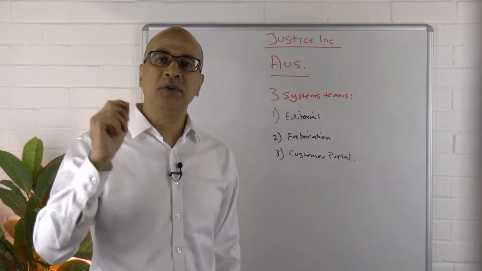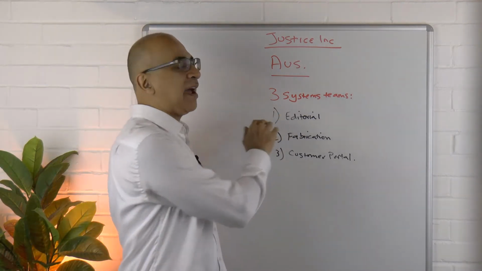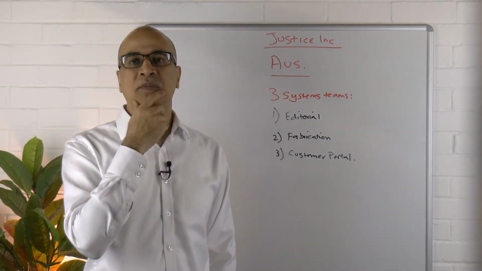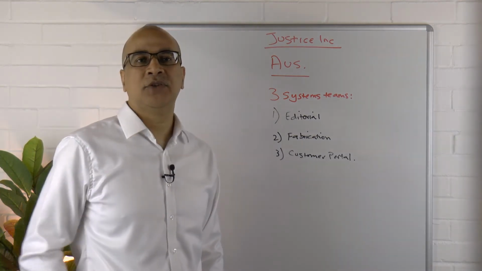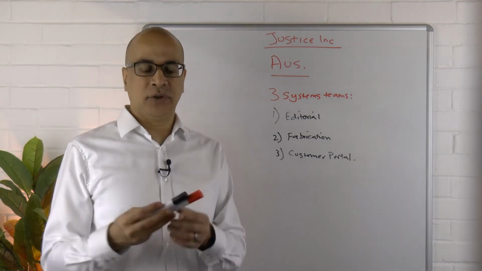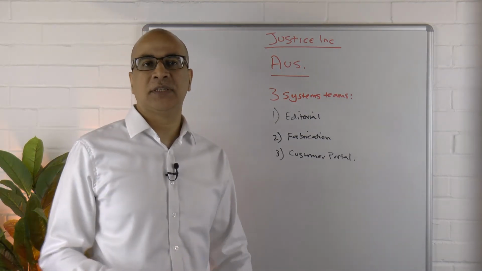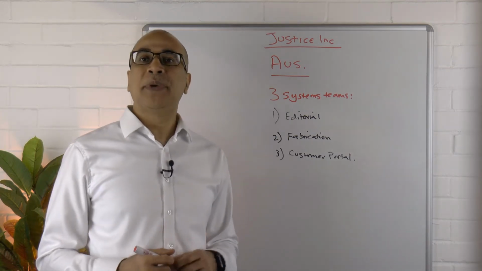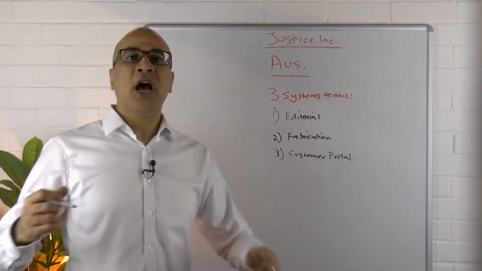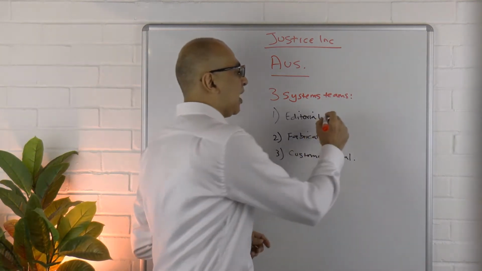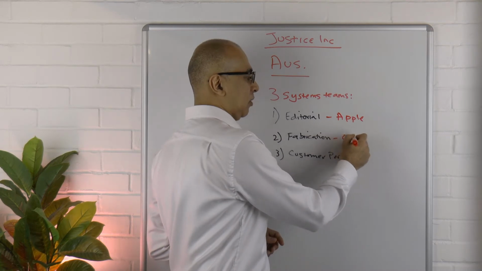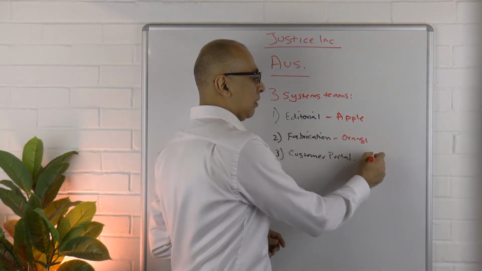So we're using system teams. We're having each of the teams look around, work around and orient themselves around the different systems. We've got the editorial system, we've got the fabrication system, and we've got the customer portal system as well. Okay, because I'm such a creative genius, I'm going to come up with some names for them. So let's just call that apple. Let's call that orange. Let's call that pear.